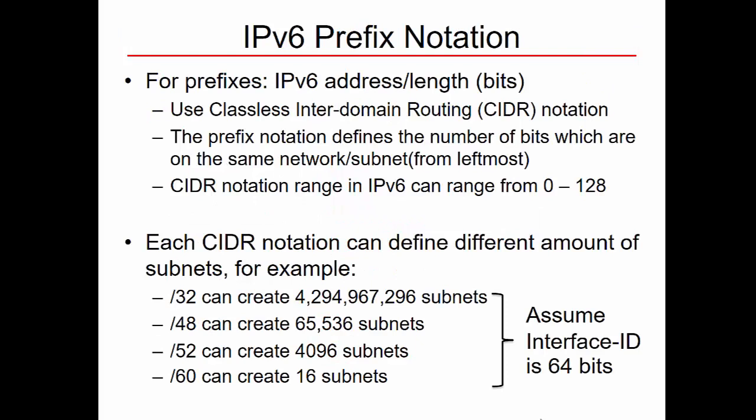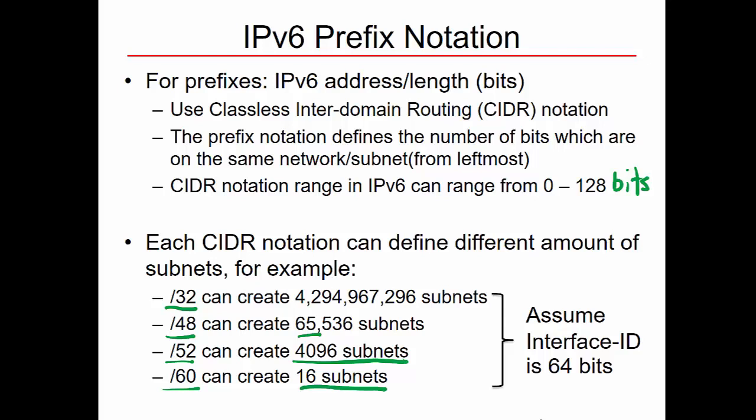IPv6 prefix notation. IPv6, as we know, has 128 bits. So the notation can be /32, which creates over 4 billion subnets, or /48, which creates over 65,000 subnets, or /52, which creates 4,096 subnets, or /60, which creates 16 subnets.